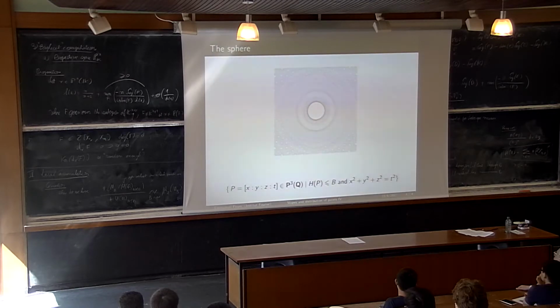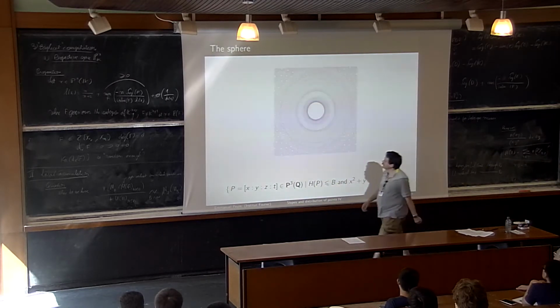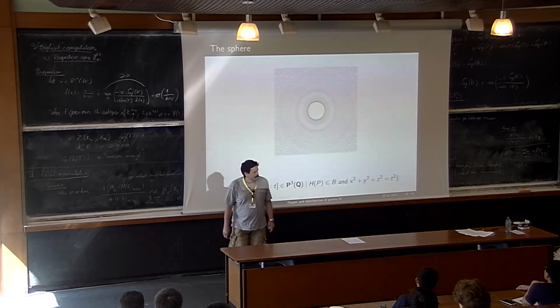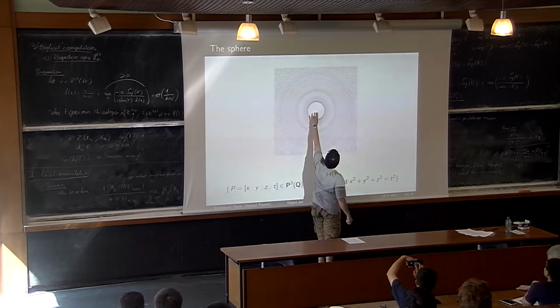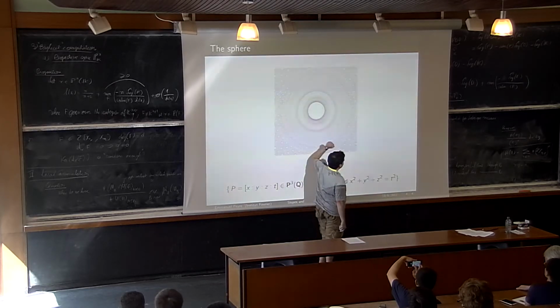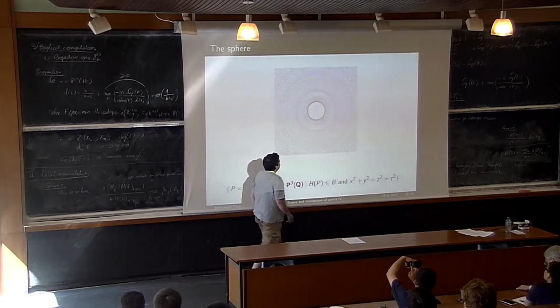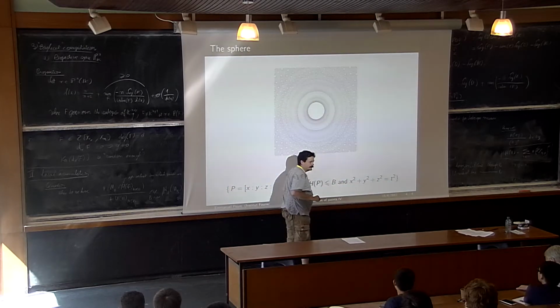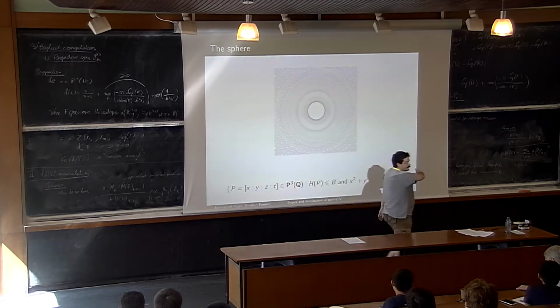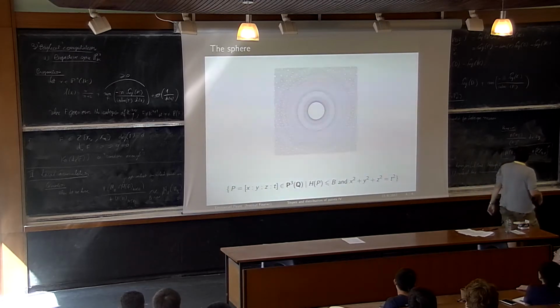Right, I still have one picture. Okay, so this is on the sphere. So again, you have something which is totally explicit in that case, with a measure which is organized in circles. So in fact, the limit measure is invariant under rotation.